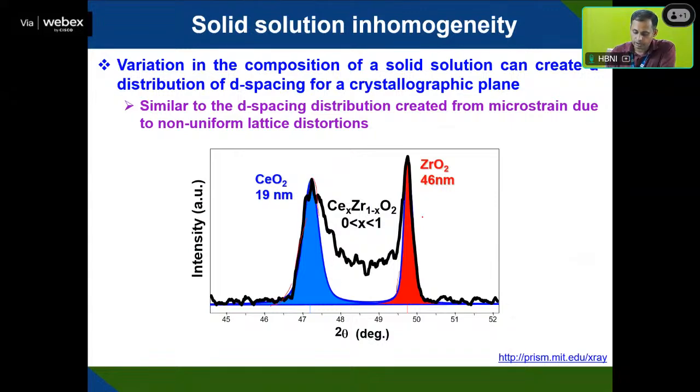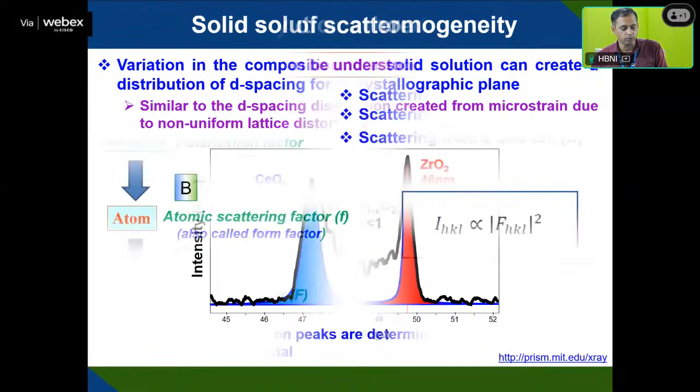This is the red one that you can see at 46 nanometer, which shows the ZrO2 peak. But when you have a solid solution limit, cerium to Zr by doping X from 0 to 1%, you can see here how the peak is broadened. This is mainly due to the inhomogeneity in the solution. You will be able to get this type of peak broadening.